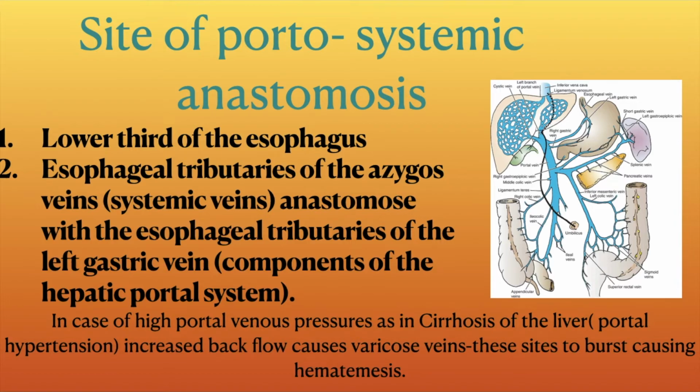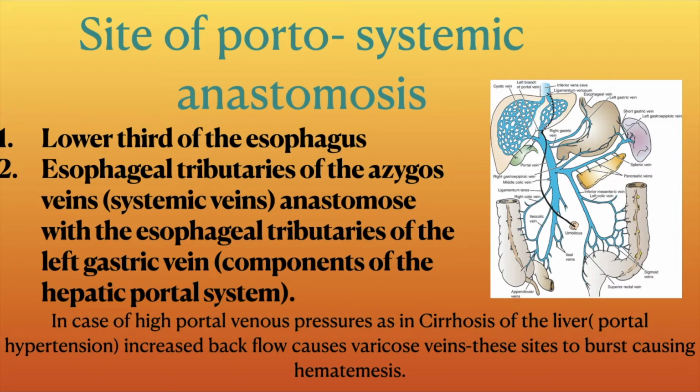The lower one-third of the esophagus is the site of portosystemic anastomosis. In this place, esophageal tributaries of the azygos veins, which are the systemic veins, anastomose with the esophageal tributaries of the left gastric vein, which is the component of the portal system.